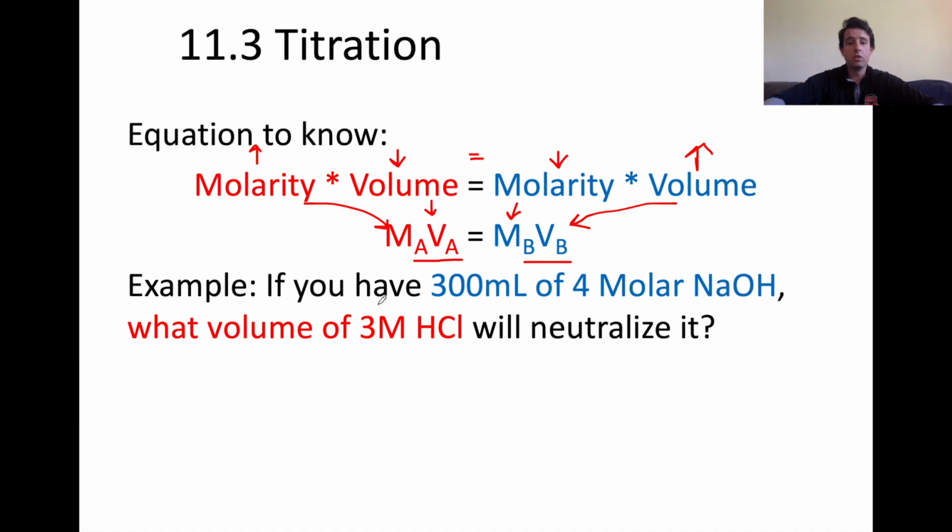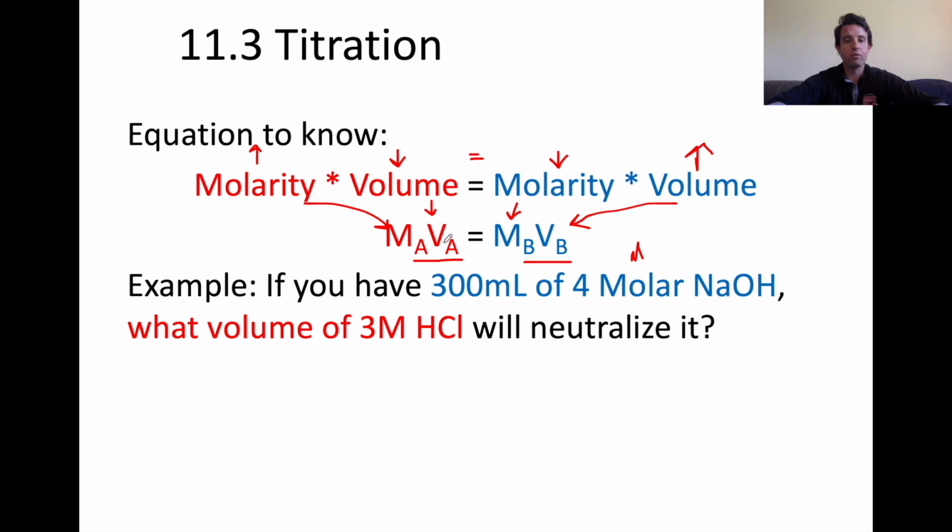So here's a question. This is very similar to a question you'll see. It says if you have 300 milliliters of a 4 molar, 4 capital M NaOH solution, what volume of 3 molar HCl will be needed to neutralize it? So I'm just going to roll through this one really quickly. Notice these numbers are easy as a way to show you that this math doesn't have to be hard. We're going to take the two numbers in blue, put them on the blue side. We're going to take the number in red, put it on the red side.